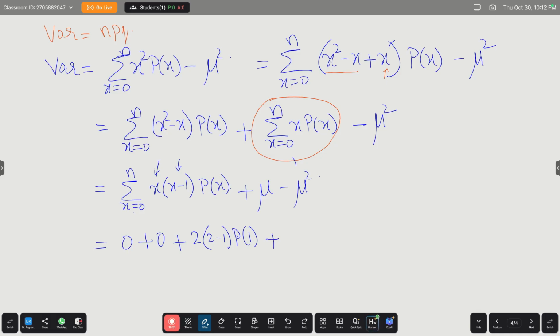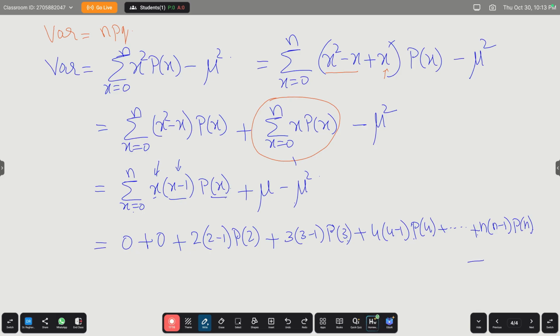And when you give x equal to 3, this will be 3 into 3 minus 1 into p of 3, plus next term will be 4 into 4 minus 1 into p of 4. Sorry, I missed something. So this will be p of 2, and this is going to be p of 3. In general it is x into x minus 1 into p of x. So 3 into 3 minus 1 into p of 3, 4 into 4 minus 1 into p of 4, and so on. And when x value is n, it is n into n minus 1 into p of n.